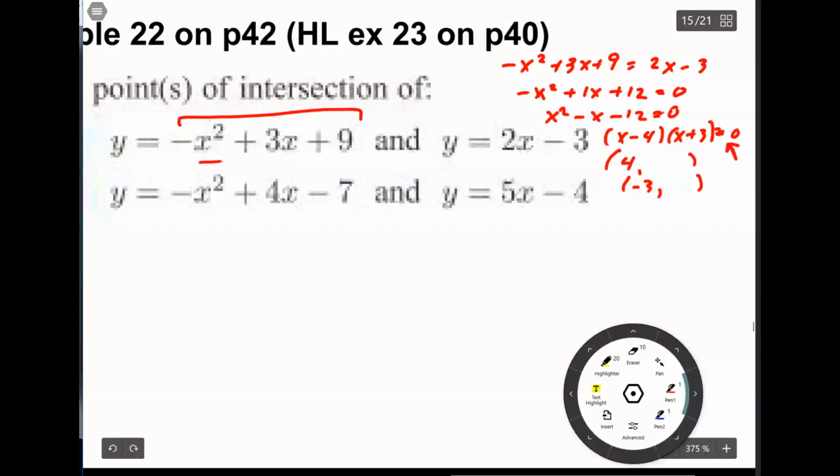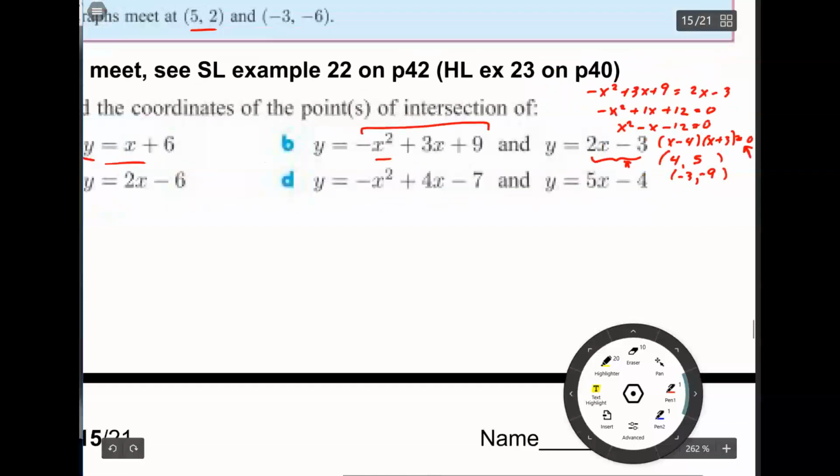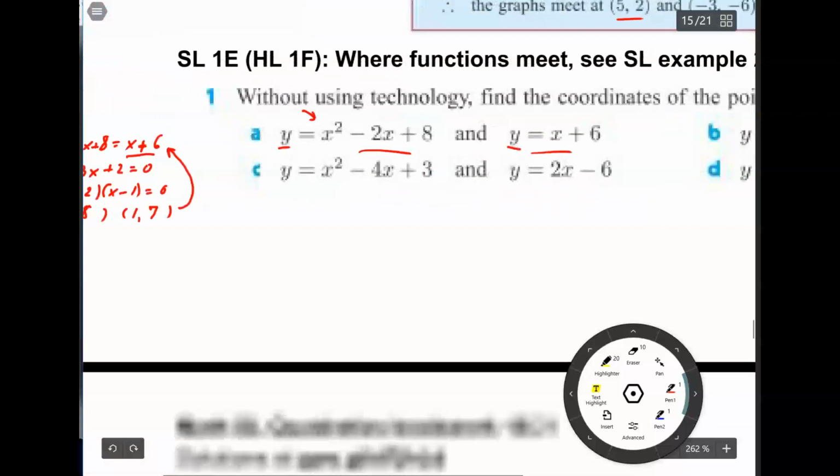Now I just want to see what the y coordinate is that corresponds to this, so I put 4 in there, so it's going to be 2 times 4 is 8, minus 3 is 5. And then I put negative 3 in there, so 2 times negative 3 is negative 6, minus 3 is negative 9. So those are the two coordinate pairs which are intersection points for those two functions.